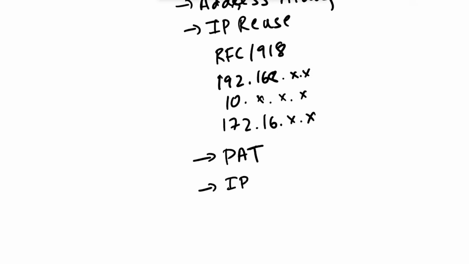Next is IPv4 to IPv6 transition. NAT can help in the transition from IPv4 to IPv6 by allowing IPv6 enabled devices to access IPv4 resources and vice versa. This is known as NAT64 and facilitates the coexistence of both IP versions during the migration.